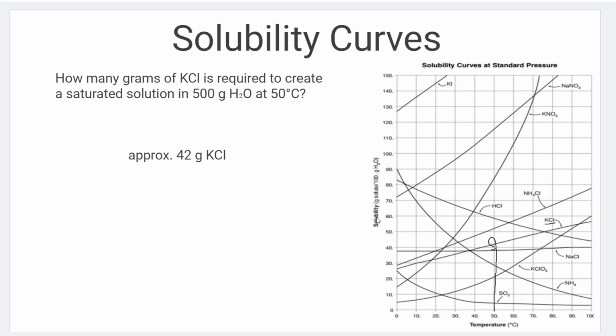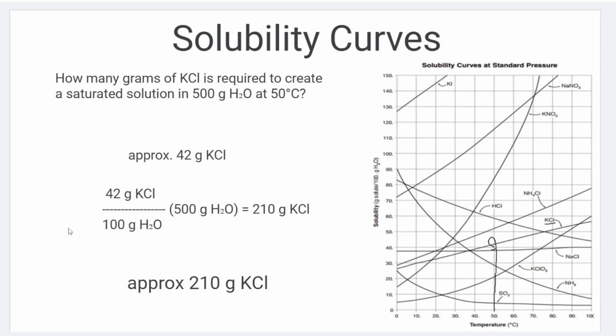However, we don't have 100 grams of H2O like the other problems and how the table works. So we have to convert it to 500 grams of H2O. To do this, we can simply set up a stoichiometric equation which converts the 42 grams of KCl per 100 grams of H2O to how many grams of KCl we need per 500 grams of H2O. And we get approximately 210 grams of potassium chloride.